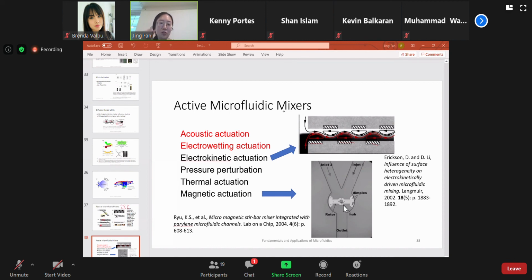Yeah, so these are the types of active microfluidic mixers. We mainly discussed the last types, and I will upload the two papers on acoustic actuation and electrowetting actuation for next Monday. So does anyone want to volunteer to present either of these two topics? Acoustic actuation and electrowetting actuation.